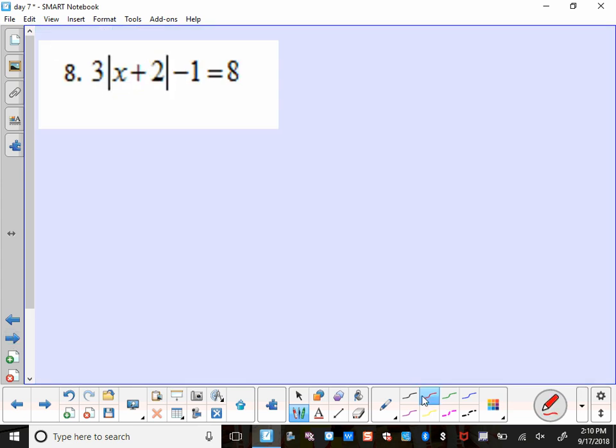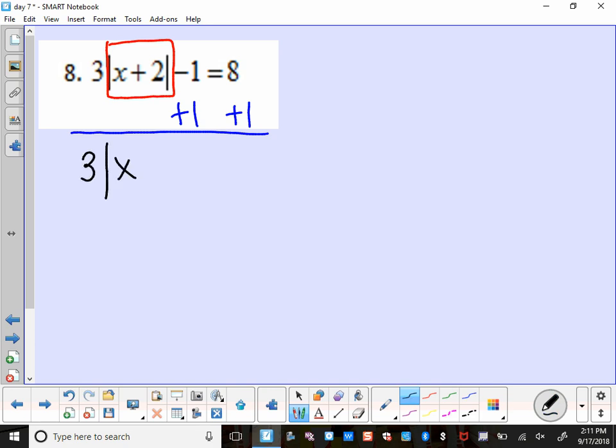All right, number 8. Absolute value is here. We're basically doing reverse PEMDAS at this point. What needs to go first, the 3 or the negative 1? Negative 1 needs to go first. So I add 1 to both sides. What I have left over is 3 times absolute value of x plus 2 is equal to 9.